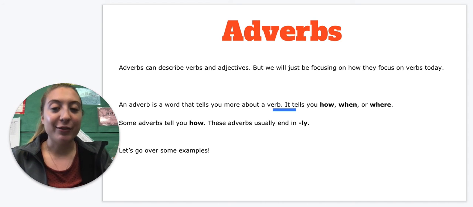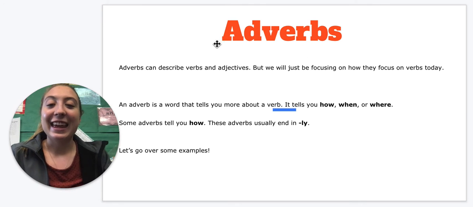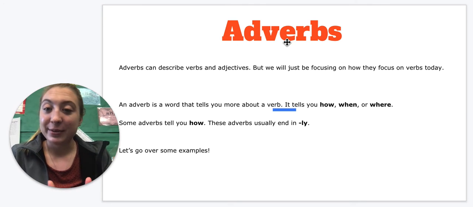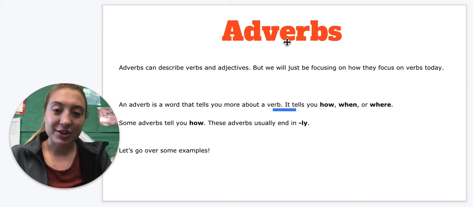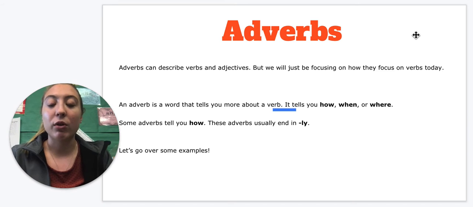But now our adverbs, can you guess what they describe by looking at the name? They describe verbs. They can also describe adjectives, but today we will just be focusing on verbs and how they describe verbs today. So an adverb, it tells you how, when, or where.